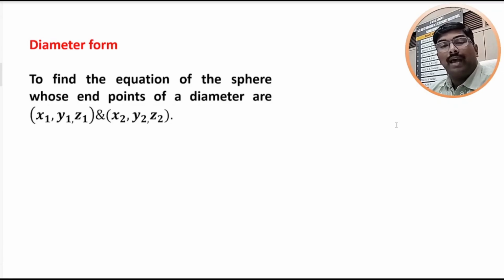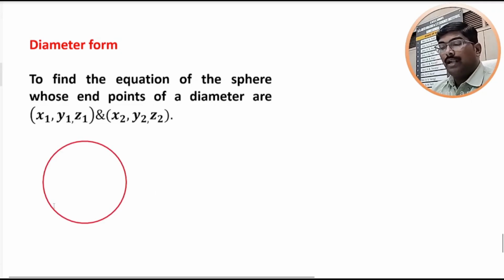In case of diameter form of the sphere, we have to find the equation of sphere whose two endpoints of a diameter are x1, y1, z1 and x2, y2, z2. Let us draw the figure. Now I will draw a sphere. This is a sphere. Let us draw a diameter.